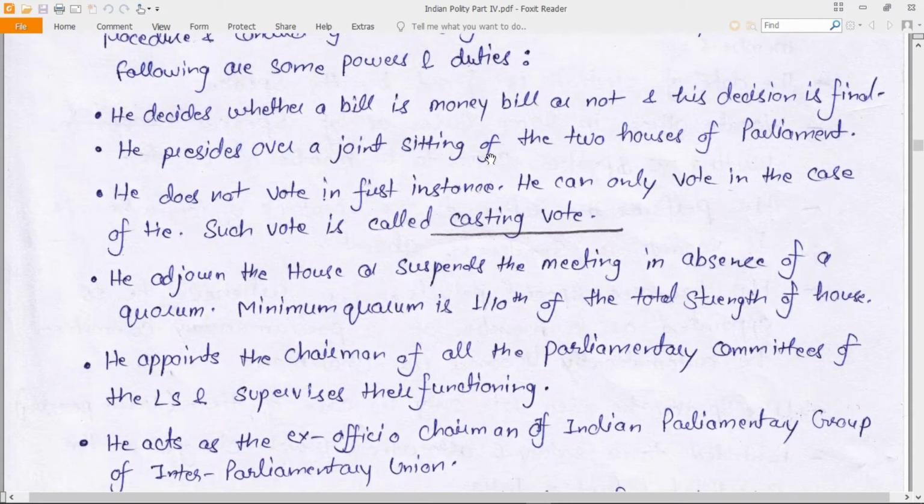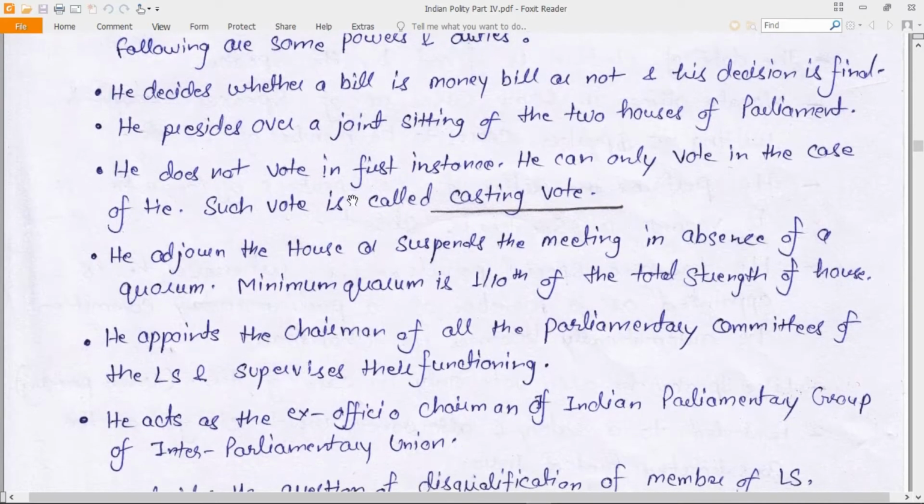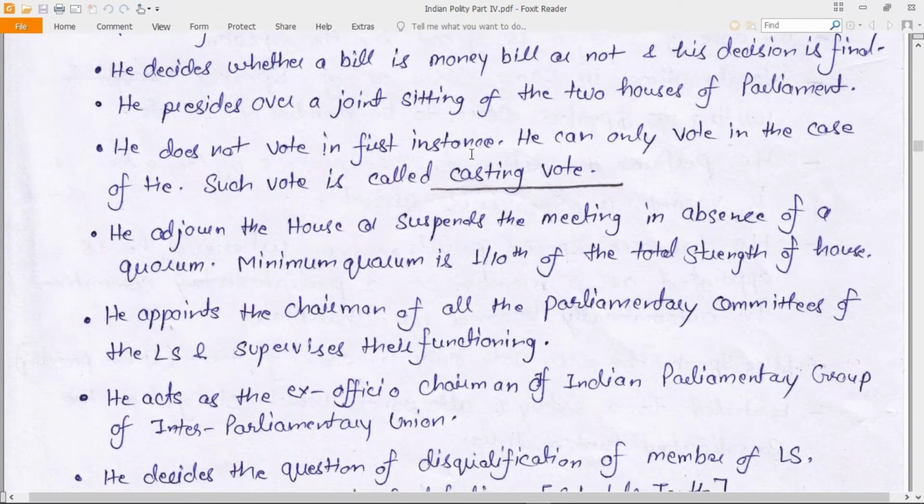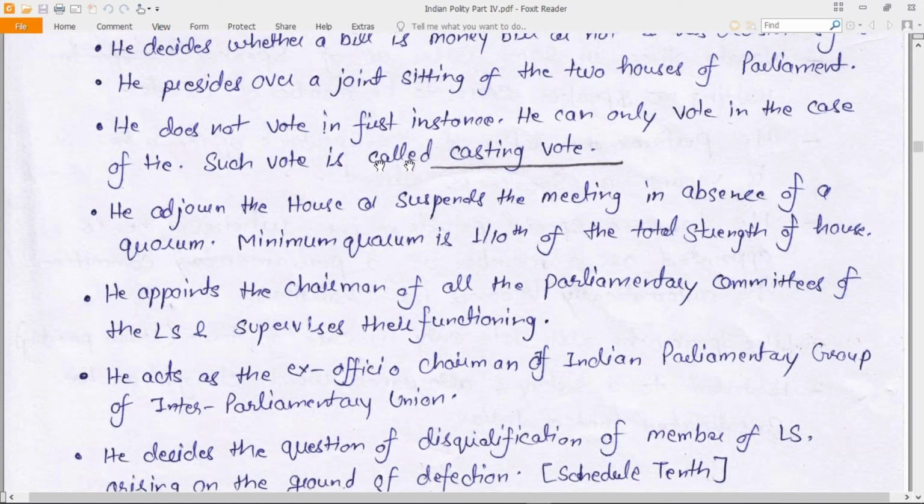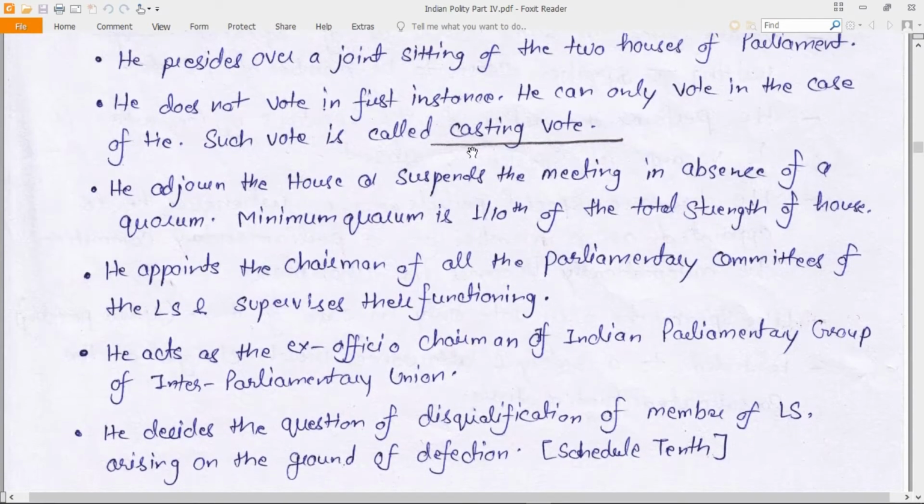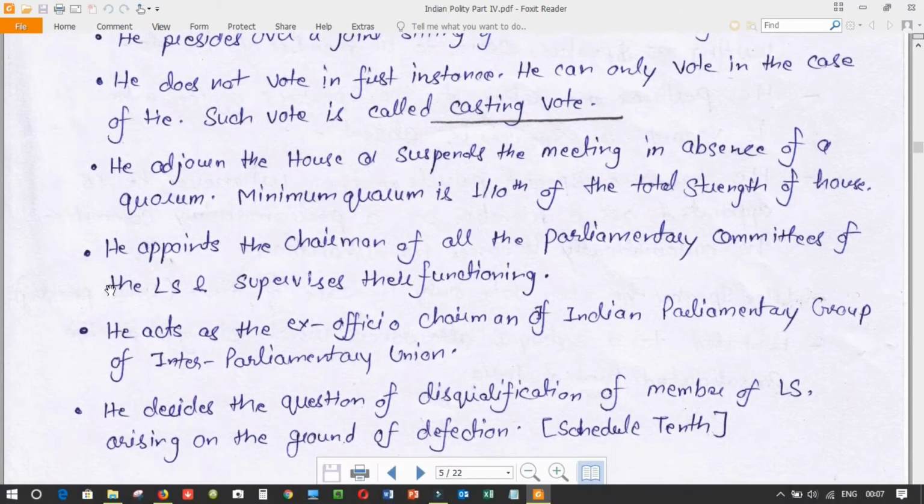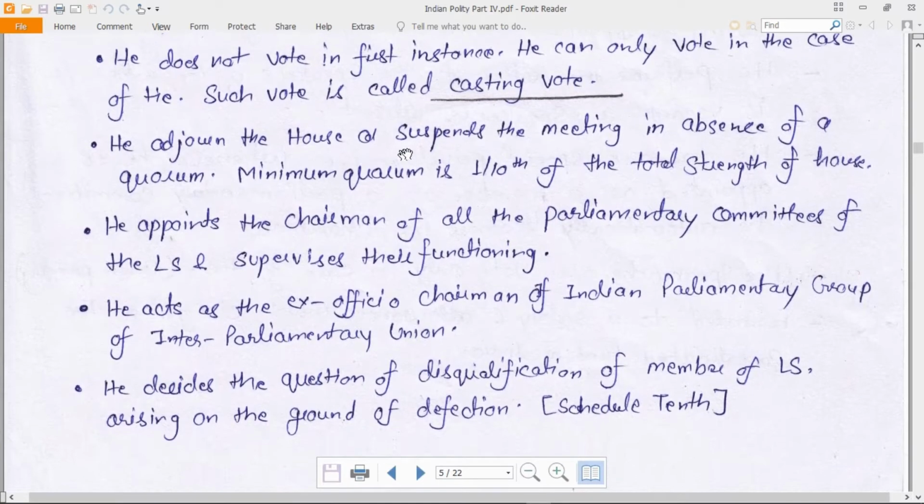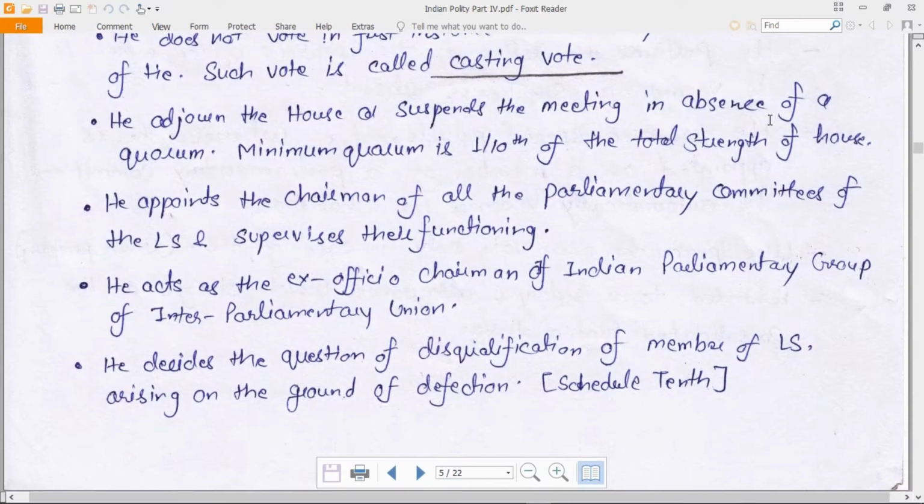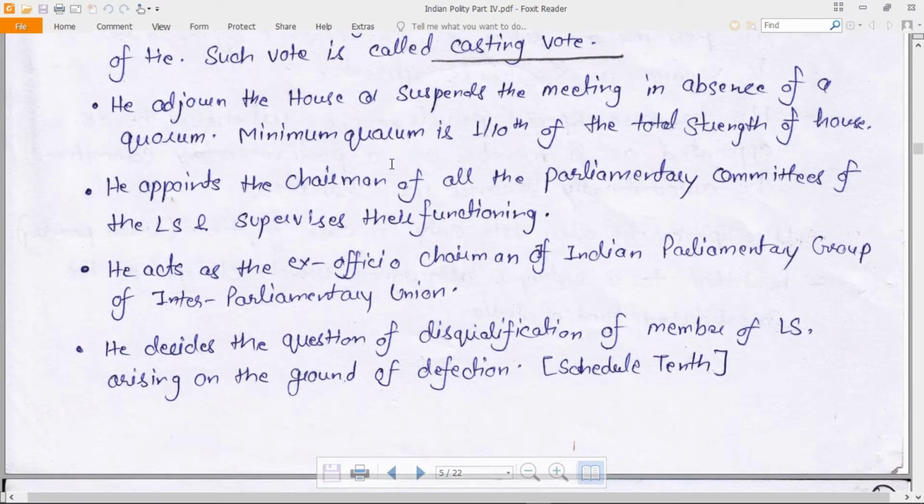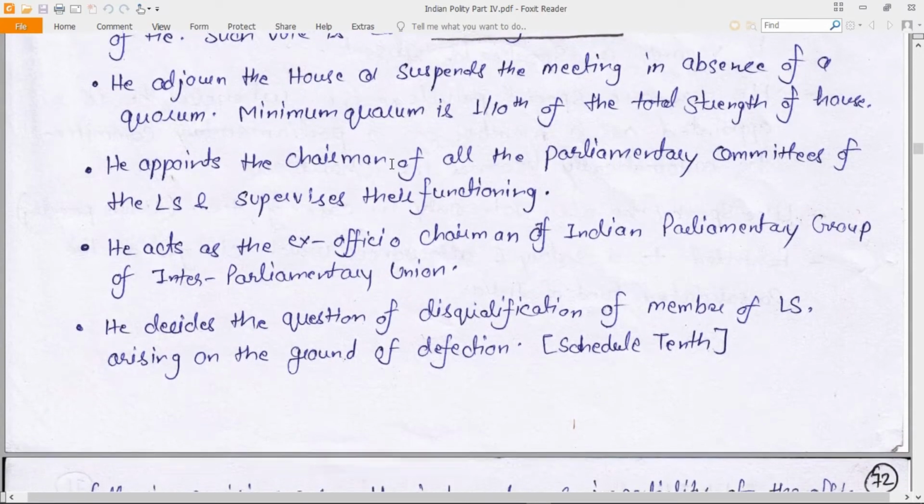He presides over a joint sitting of the 2 houses of Parliament. He does not vote in the first instance. He can only vote in the case of a tie. Such a vote is called a casting vote. He adjourns the house or suspends the meeting in absence of a quorum. Minimum quorum is 1/10 of the total strength of the house.